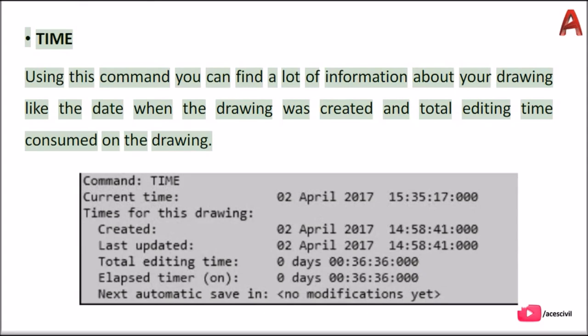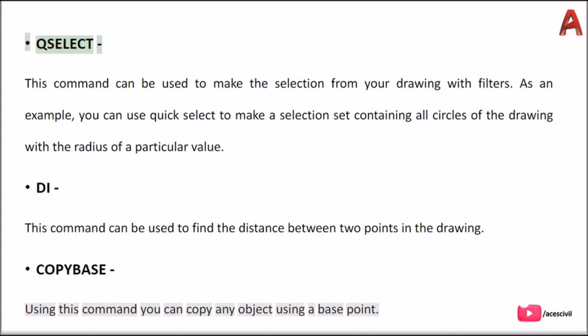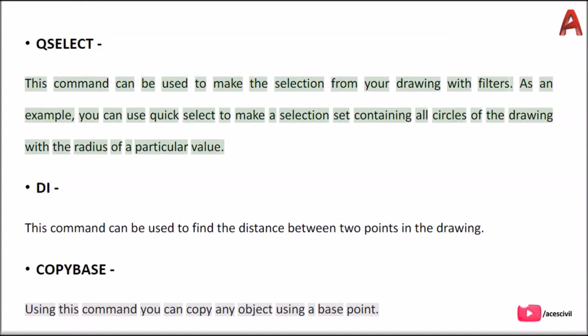TIME. Using this command you can find a lot of information about your drawing, like the date when the drawing was created and total editing time consumed on the drawing. SELECT. This command can be used to make a selection from your drawing with filters. As an example, you can use Quick Select to make a selection set containing all circles of the drawing with the radius of a particular value.